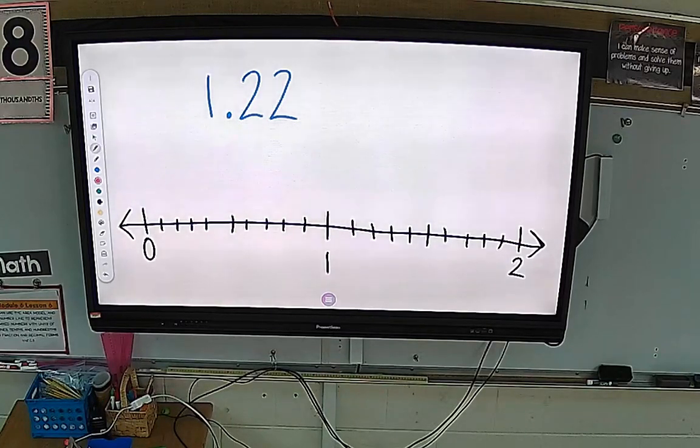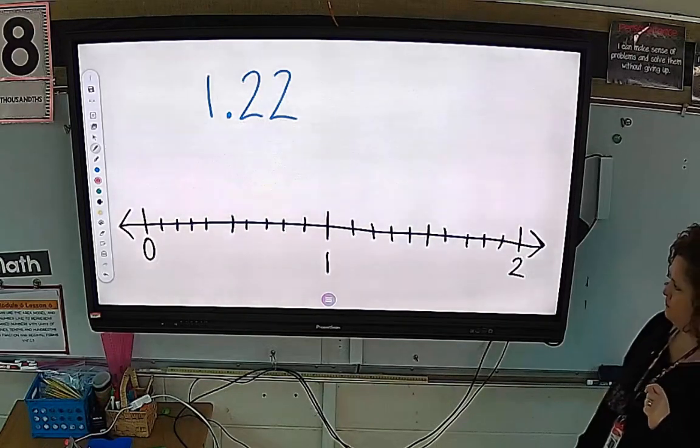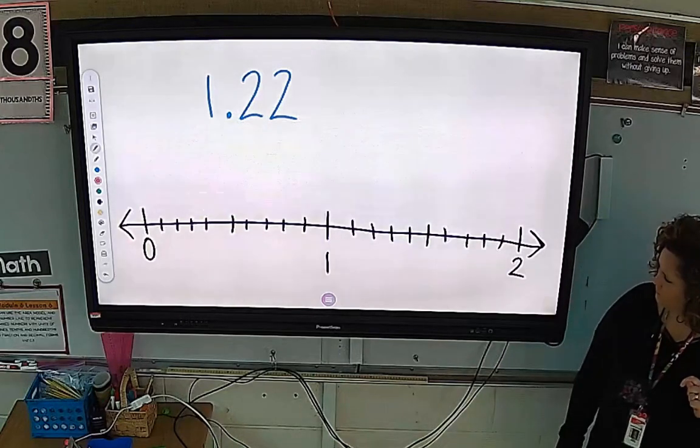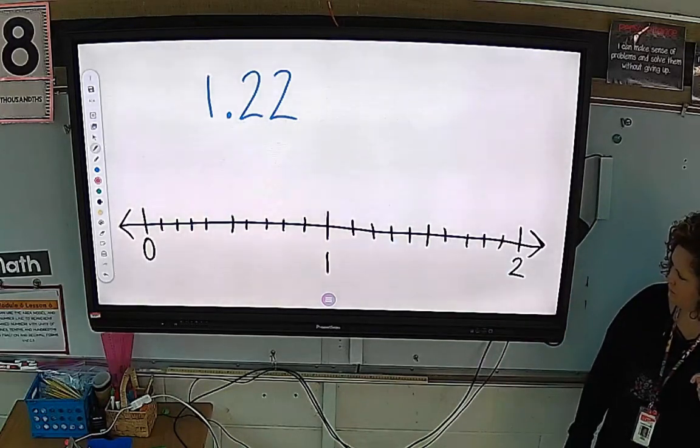But this is new. We can guess here. Yeah, go ahead. 2 benchmark after the 1. That would be the 1.20. After the 1, there's 2 benchmark. The second benchmark would be 1.20.